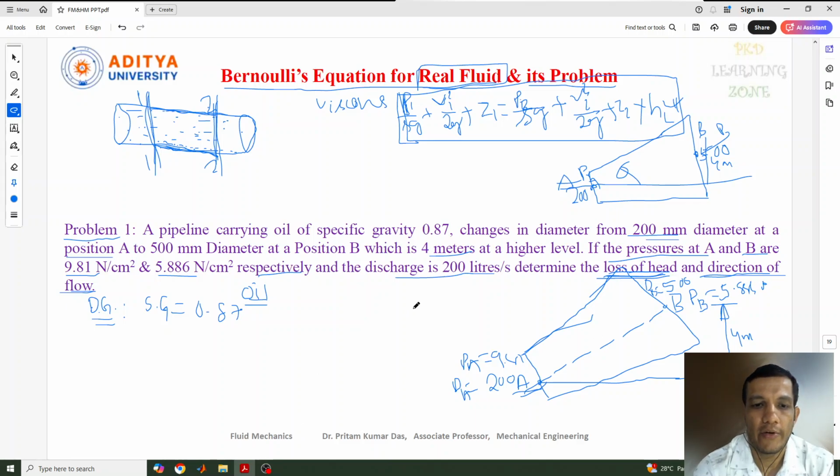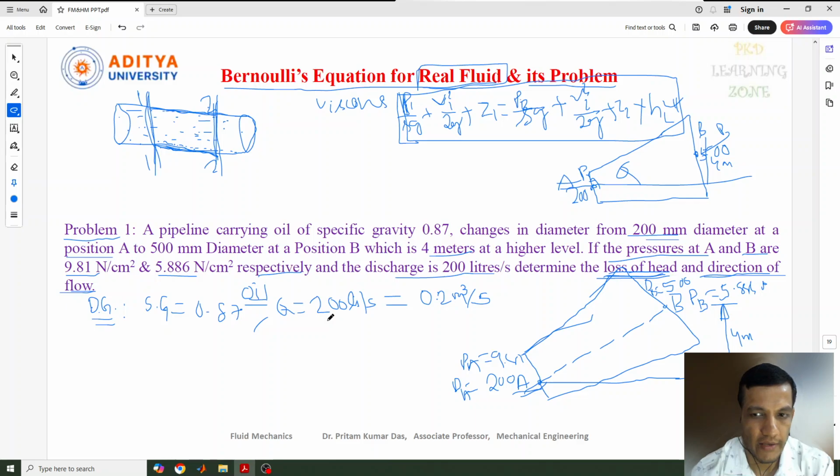Now we need to find Q. The value of Q is given as 200 liter per second. We can convert this into meter cube per second. You just divide by 1000, so that is nothing but 0.2 meter cube per second. So these are the values given in this problem. Now the remaining things we can calculate.